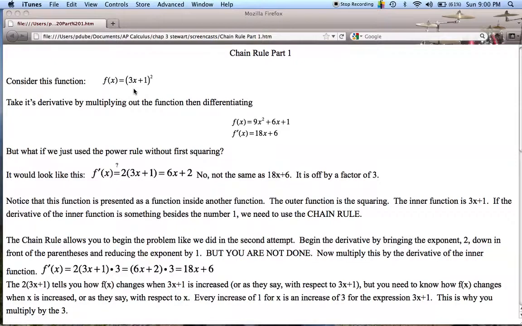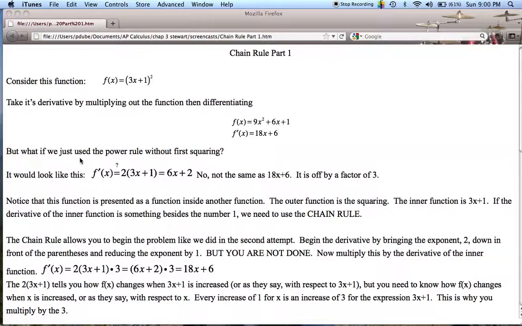Now, we can take the derivative of this already by multiplying out the 3x plus 1. You get 9x squared plus 6x plus 1, not just 9x plus 1. Be careful there. And then when you take the derivative using the power rule, you get 18x plus 6. We've been doing that for a little while now.